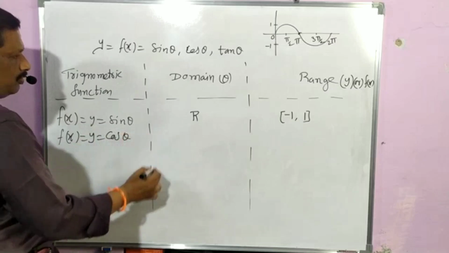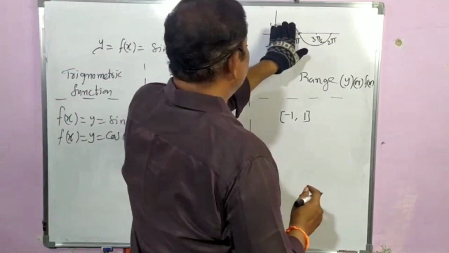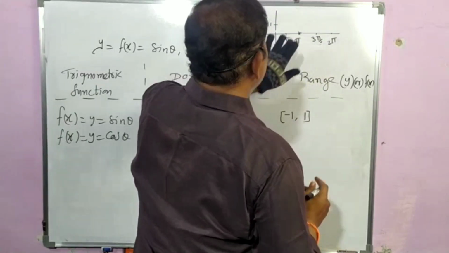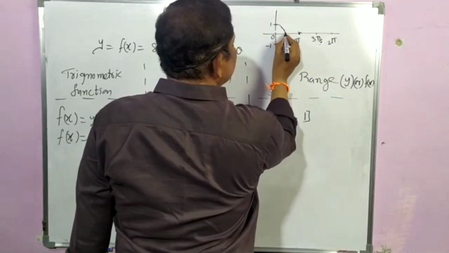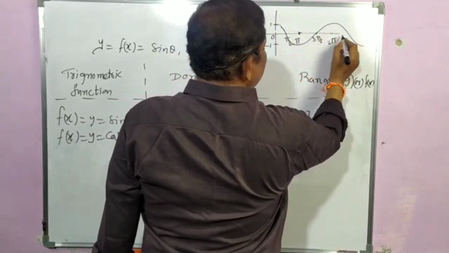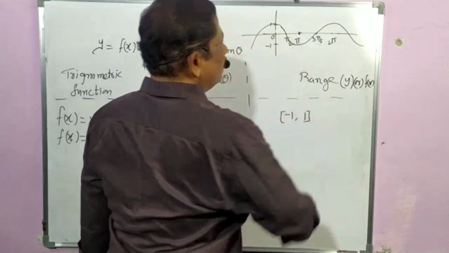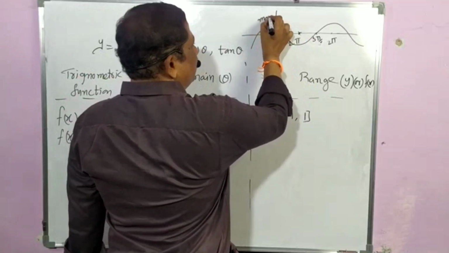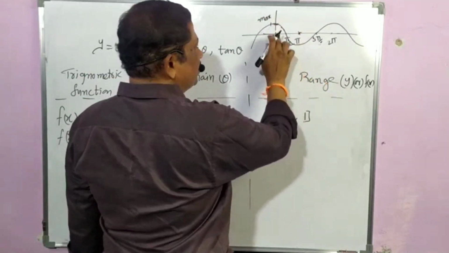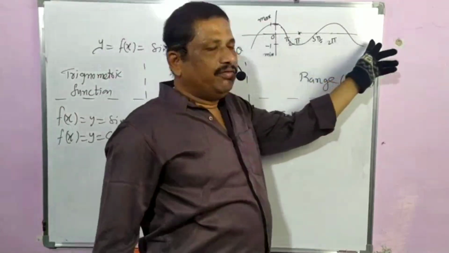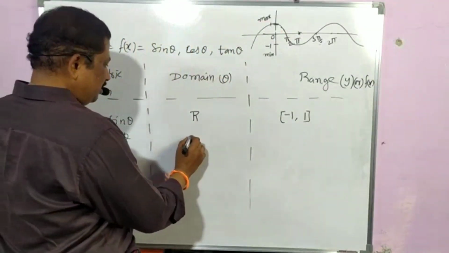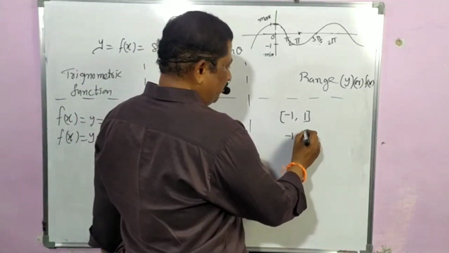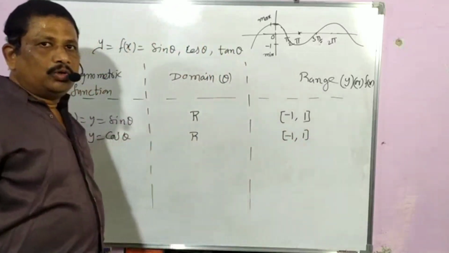Next, the trigonometric function cos θ. It begins with 1, as we already observed in the last class, and the cos wave goes like this. The minimum value is minus 1 and the maximum value is plus 1. θ can be any real value, but the range is the closed interval [-1, 1].